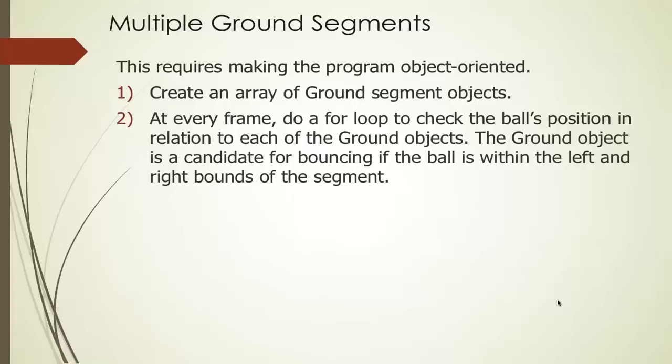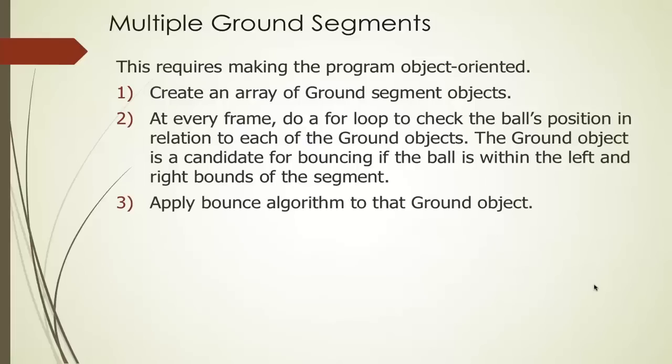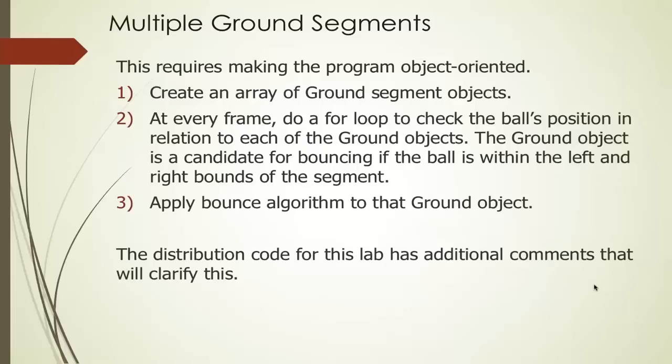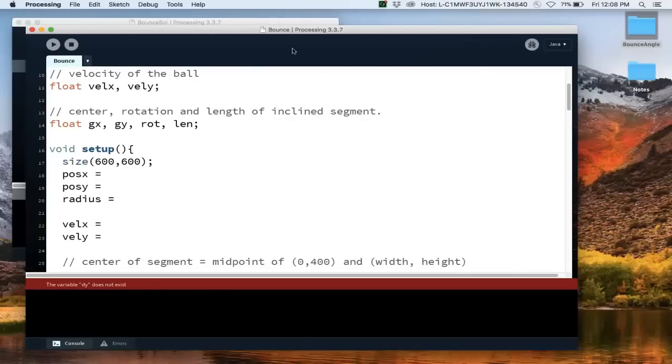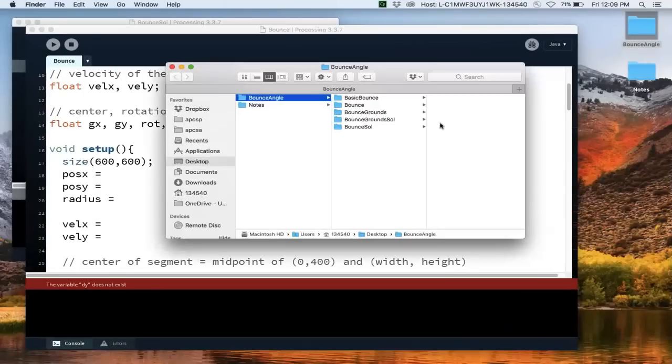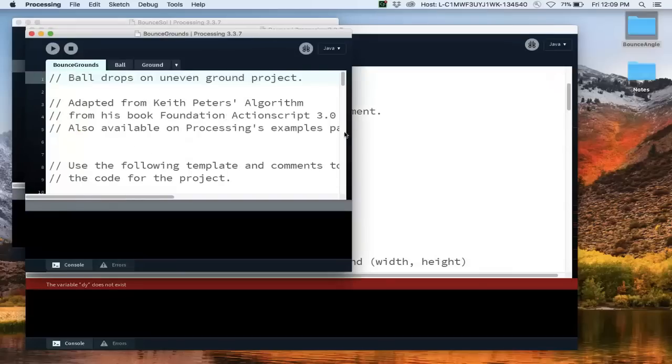And so whenever the ball hits one of the ground objects, then we apply the algorithm to only that ground object. And so we have to make sure that the ball is within the left and the right bounds of the segment, and then we apply the algorithm. In the distribution code, I have additional comments that will clarify this. Okay, so let me show you that distribution code. So this is the final project distribution code.